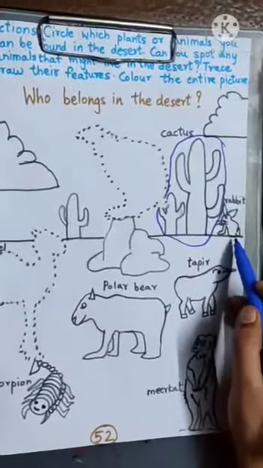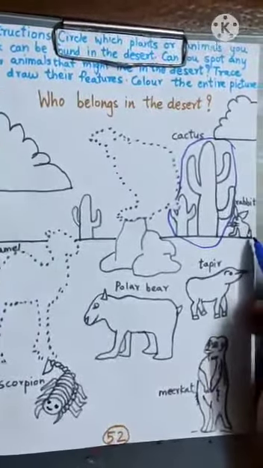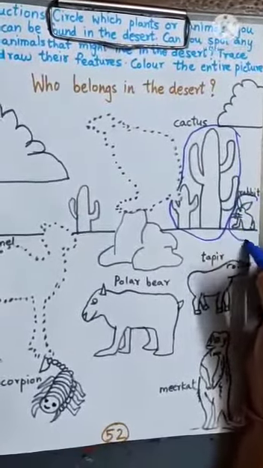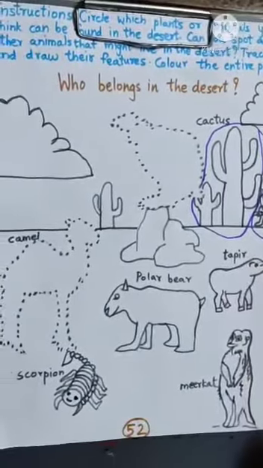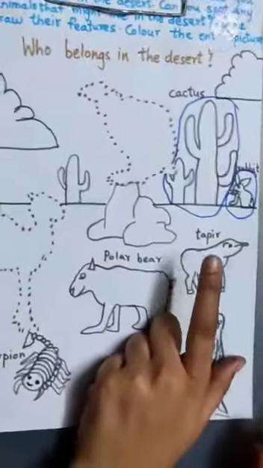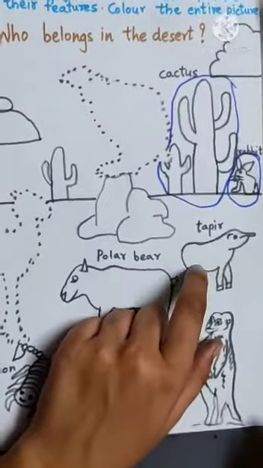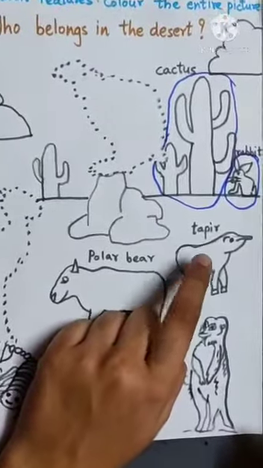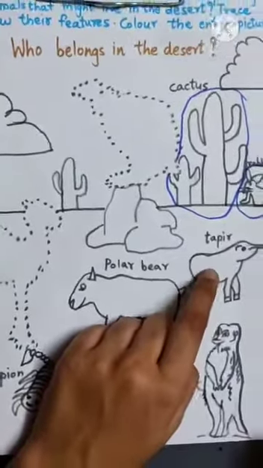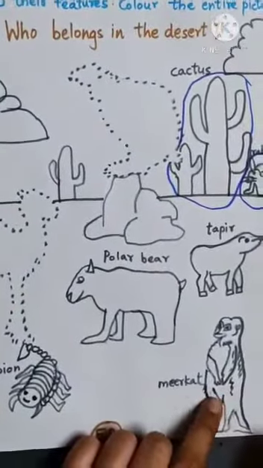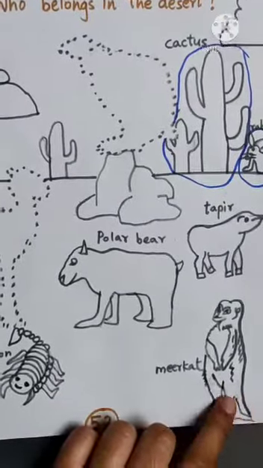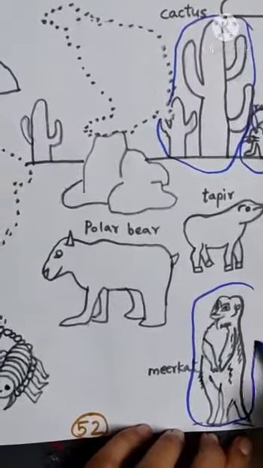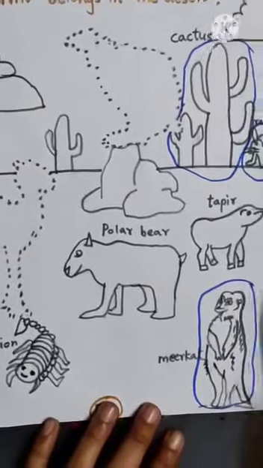Then we have rabbit. Rabbit can live in warm regions. So, we are going to circle this rabbit also. Then we have tapir. Tapir is a kind of small animal which has black color and lives in rainforest. So, we are not going to color this because it does not live in the desert. Then we have meerkat. Meerkat lives in desert and we are going to color it for that. We are going to circle it.